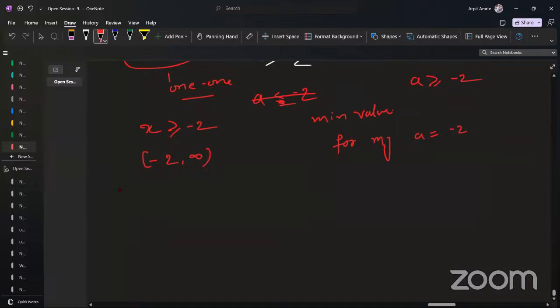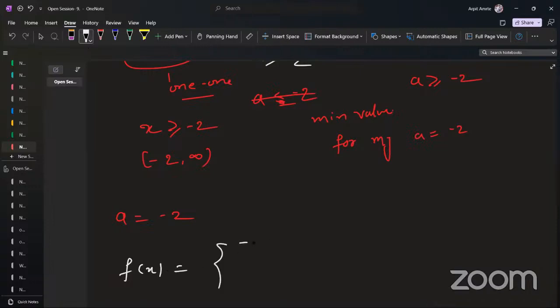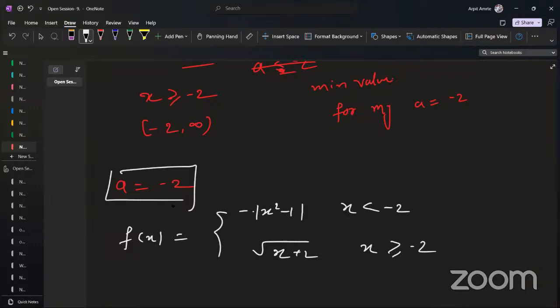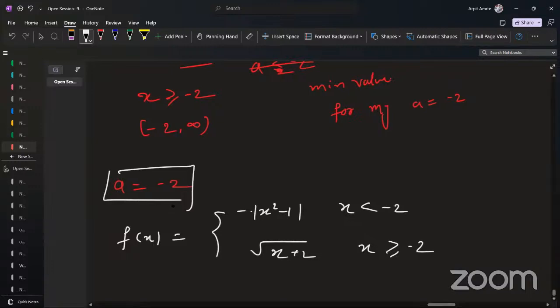So basically what I am trying to say is, if I put a equal to minus 2, my function f(x) will look like this: minus of x square minus 1 when x is less than minus 2, and root over x plus 2 when x is greater than or equal to minus 2. This will be my function for a equal to minus 2.